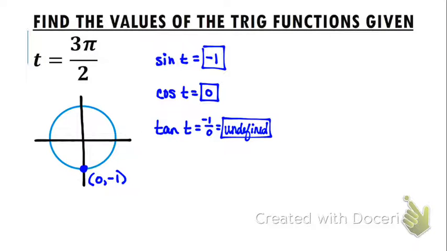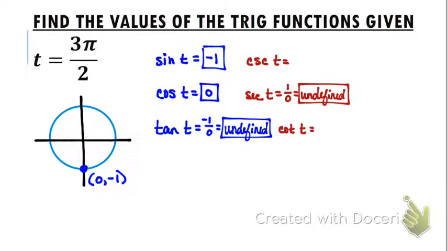Which of my reciprocals will be undefined? Secant. Secant will be undefined because I'm going to have 1/0. What will cosecant be? -1. And cotangent? 0. Because I'm going to have x over y, so 0 over -1. That's why that one reduces down to 0.